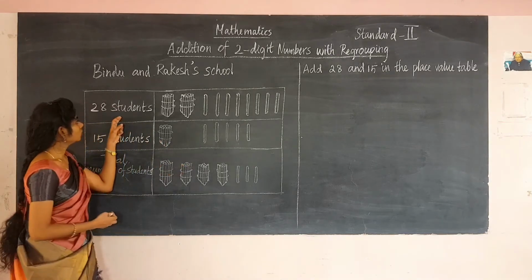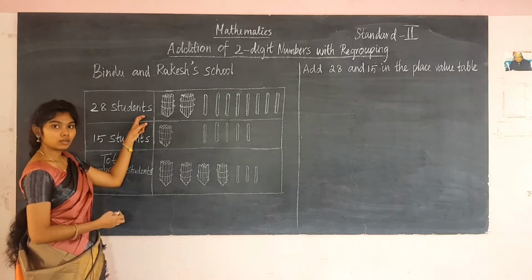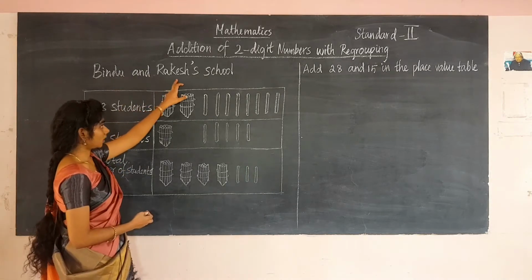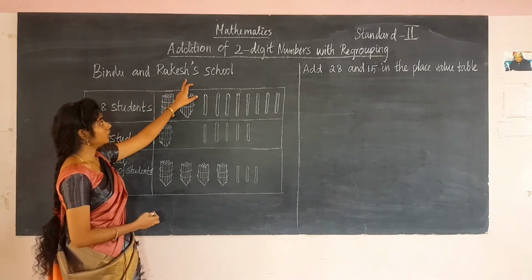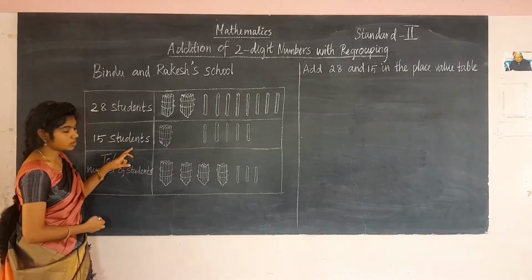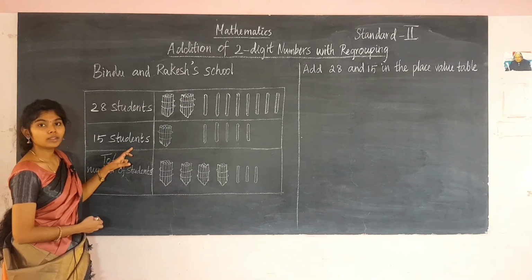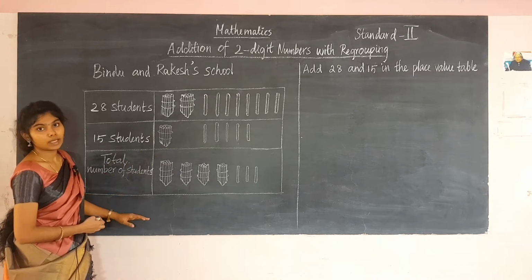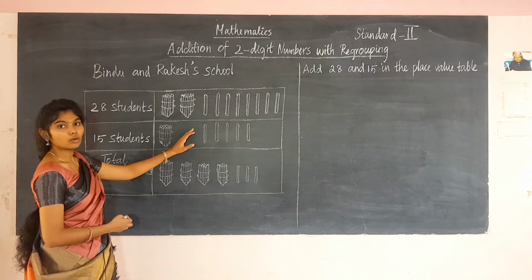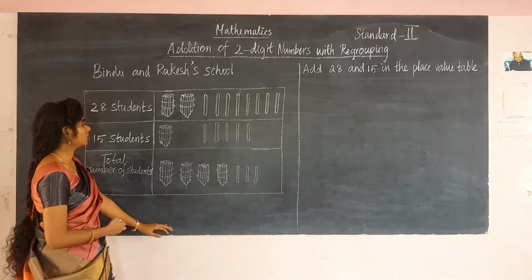First see 28 students. What is the question given? In Bindu and Rakesh's school there are 28 students already studying. Later 15 students are joining. Here we are going to find the total number of students studying there. By using this figure representation we are going to find the answer in this way.